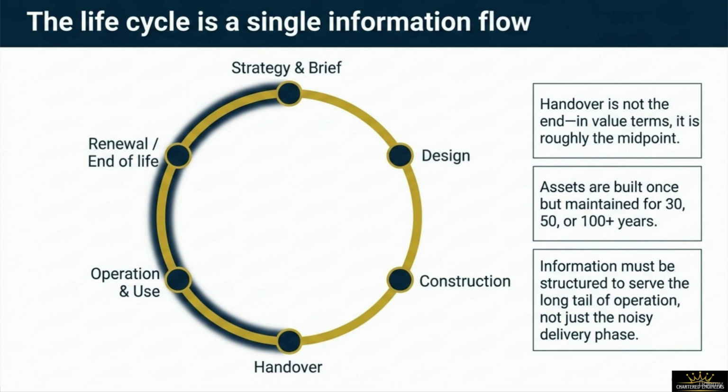Let's look at 3 critical lifecycle rules that must govern your data design. Rule number 1. Handover is not the end of the line. In real financial and value terms, it represents roughly the midpoint of the asset's total lifecycle journey. Rule number 2. Assets are built only once, but must be maintained for 30, 50, or even 100 plus years. Rule number 3. Information must be structured from day one to serve this long tail of operation, rather than just serving the noisy, short-term needs of the delivery phase. Let's look at how this impacts your planning direction.